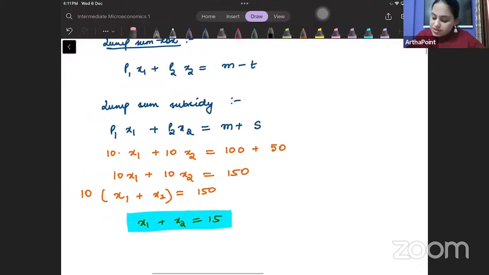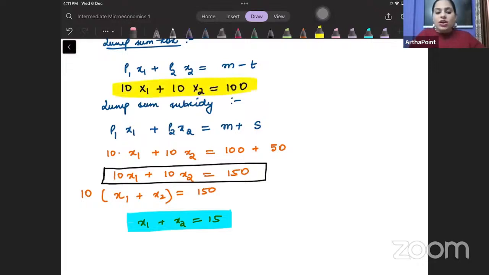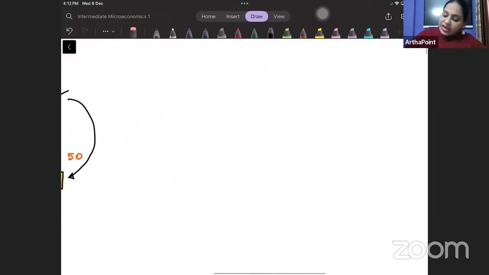Yes beta, in the lump sum subsidy, our budget line equation was this. The actual budget line equation was 10x1 plus 10x2 equal to 100. This was the actual budget line equation. And in the lump sum subsidy, the budget line equation became 10x1 plus 10x2 is equal to 150. Beta, look carefully: when we go for lump sum subsidy, our price ratio remains unchanged. There is no change in the price ratio when we go for lump sum subsidy. Right?